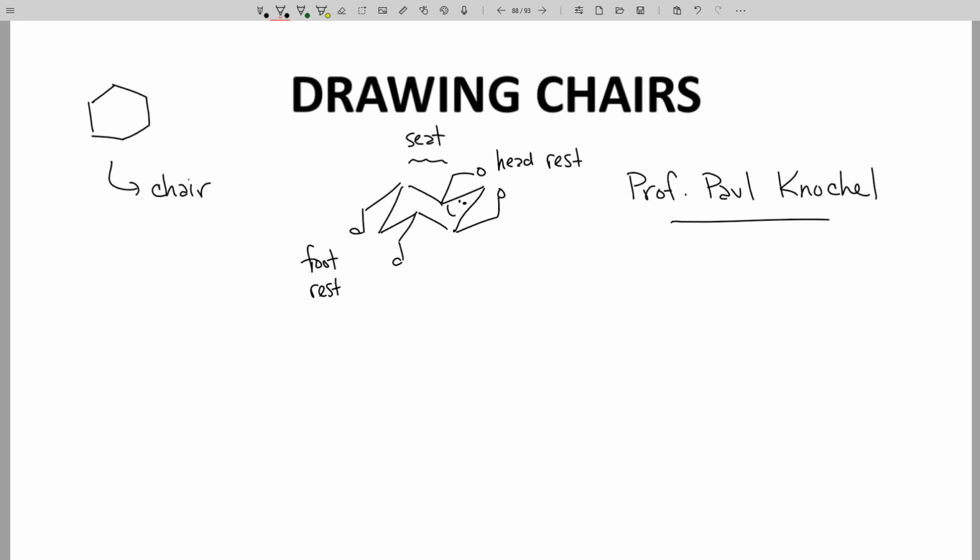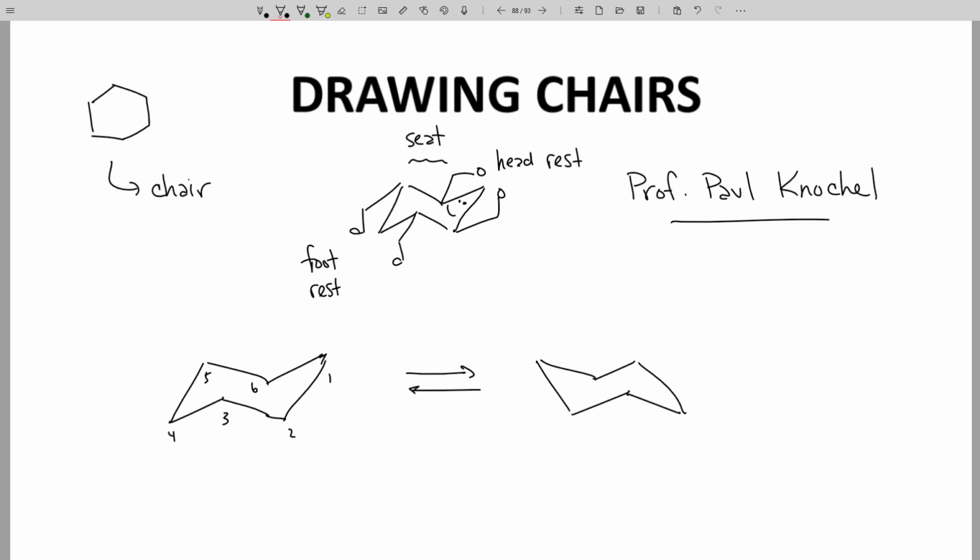Now, on the bottom of the screen, let's redraw our chair. Let's try to draw this kind of big. So that's one chair form. The interesting thing about chairs is they have different conformations and they flip. These aren't connected, they should be connected. So let's number our atoms. And now let's redraw our chair flip. That's still the same shape, but the chair looks like it's just turned around.